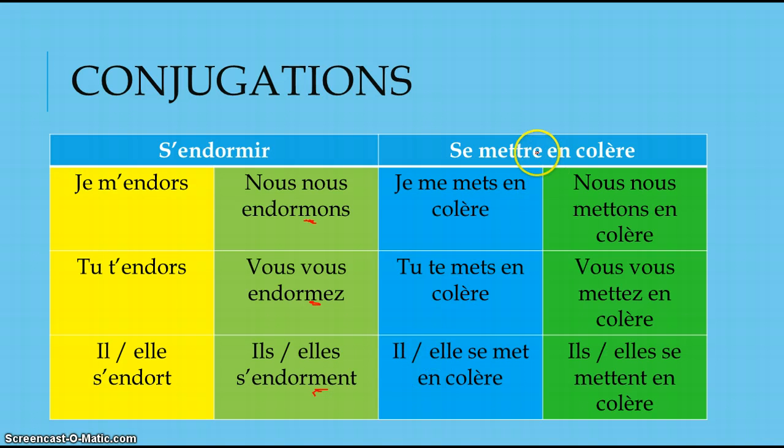Same thing with se mettre en colère. You cannot drop the RE and just add the SS nothing, ONSEZENT. That does not work. Why? If you look on the left side of your chart here, there's only one T. One T. As opposed to the right side of the chart, you have the double T.